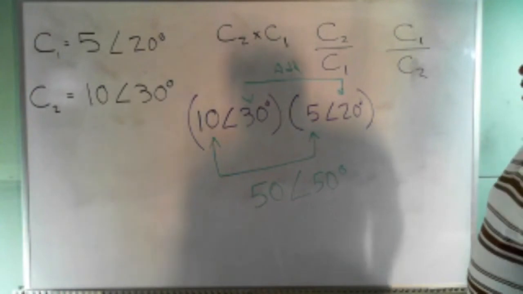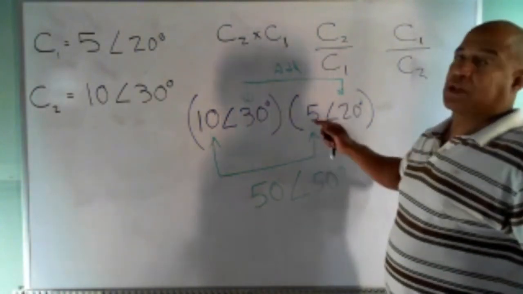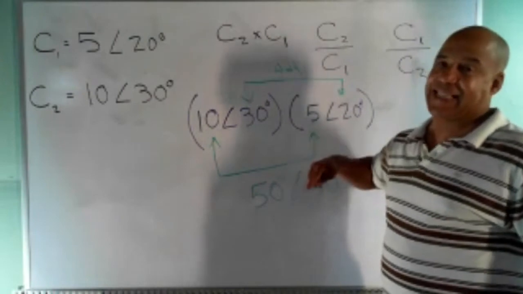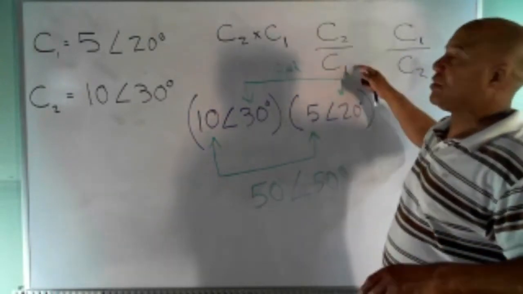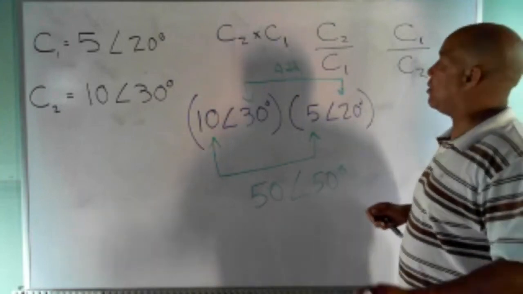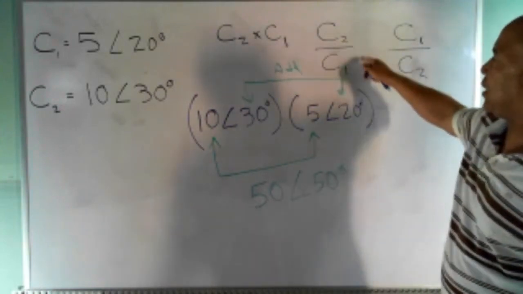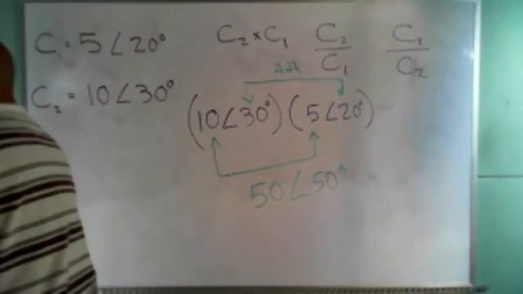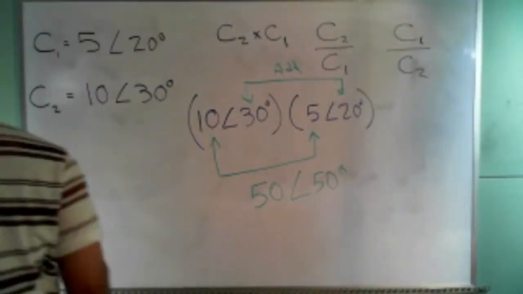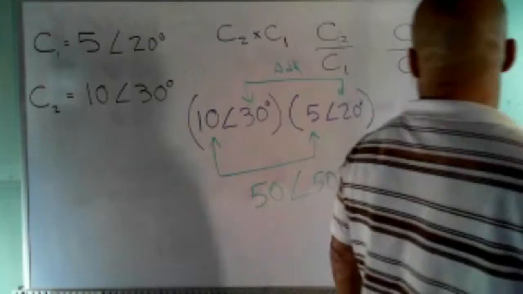Now, think about it. If when you multiply you multiply the magnitudes and add the angles, it will make sense that when you divide, you divide the magnitudes and subtract the angles. So that's exactly what you do. So go ahead and do this one and that one. You go ahead and do the other two.